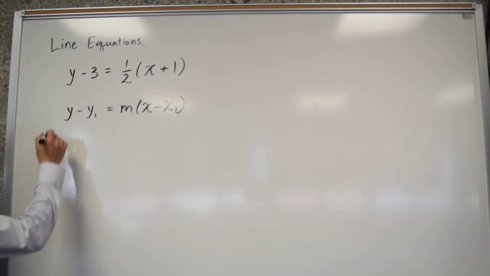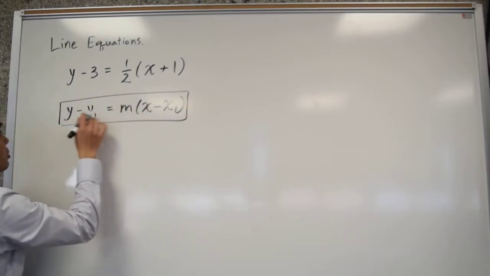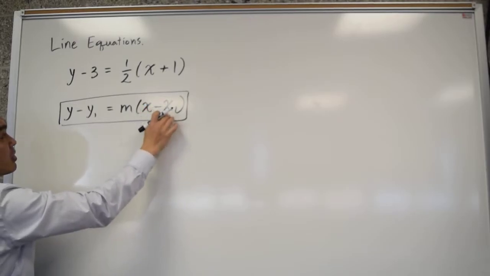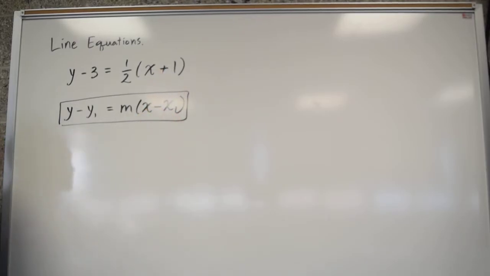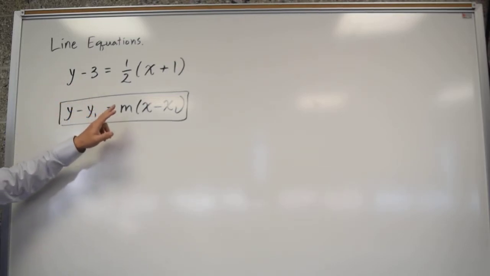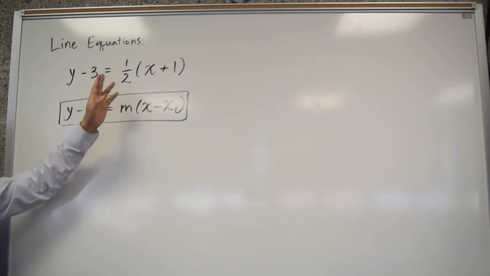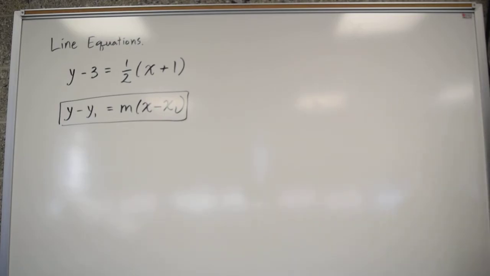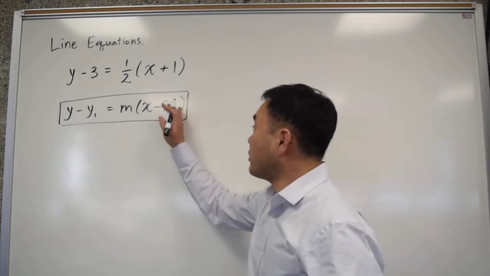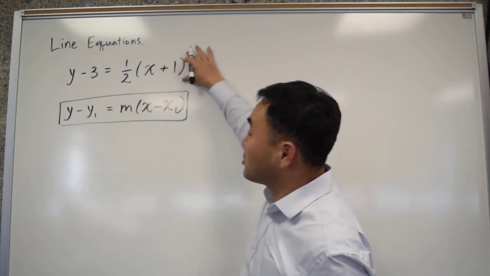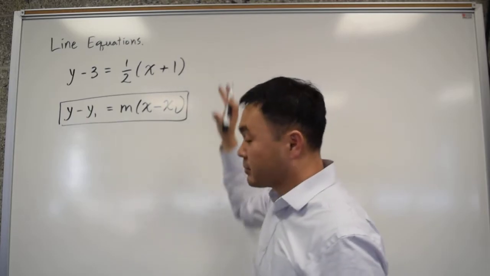But just compare this with that and see that y1 must be 3. And since negative x1 is 1, that means x1 must be negative 1. For now, just compare them and see that y1 is 3, m is 1/2, and x1 is negative 1. Now, without actually trying to figure out what x1, y1, and m are, let's just start again from this one and see if we can draw the graph.